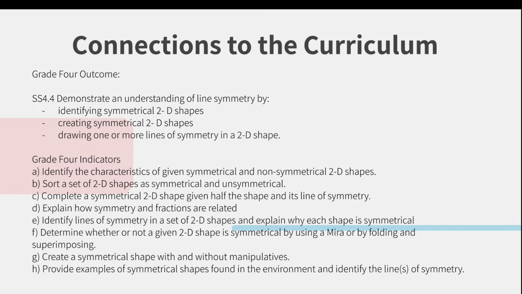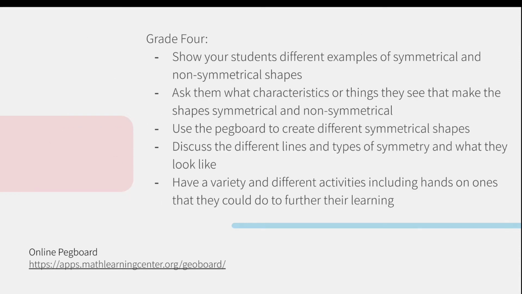As well as create a symmetrical shape with and without manipulatives. So if you skip to the next slide here, it says grade 4. So these are kind of the ways that you can relate those to those indicators from that outcome. So we have show your students different examples of symmetrical and non-symmetrical shapes, ask them what characteristics or things they see that make shapes symmetrical and non-symmetrical.